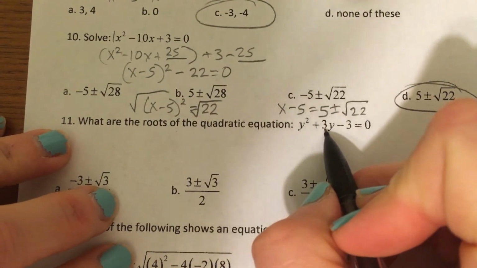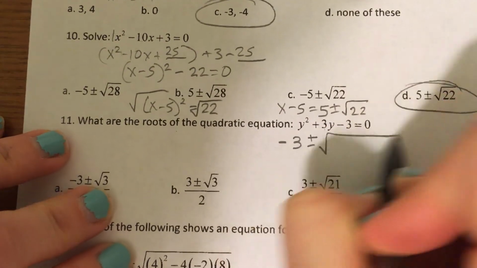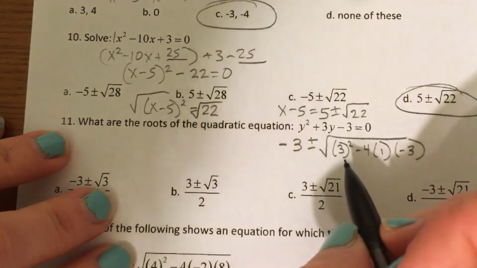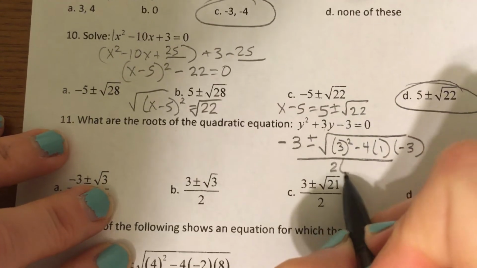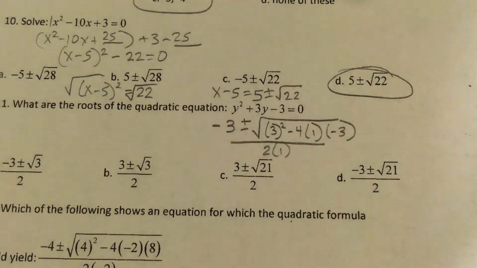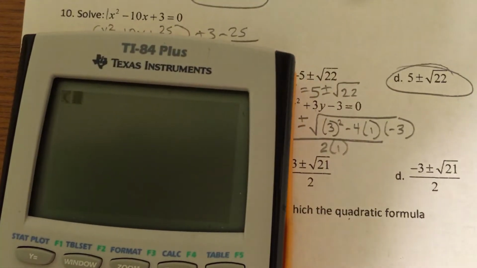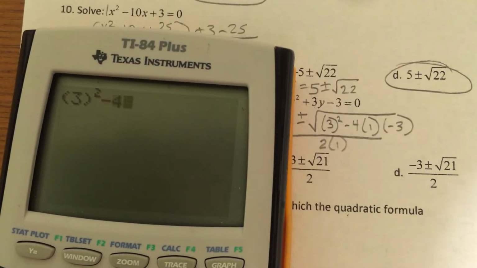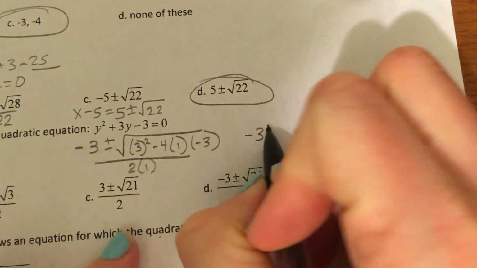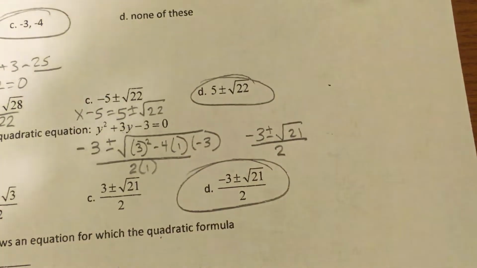Number 11, B is not even, so I'm going to do the quadratic formula. Opposite of B, plus or minus square root of b squared minus 4ac, all over 2a. Alright, remember you only type that into the calculator to begin with. So 3 squared minus 4 times 1 times -3, and you get 21. So -3 plus or minus square root of 21 over 2. So D again.